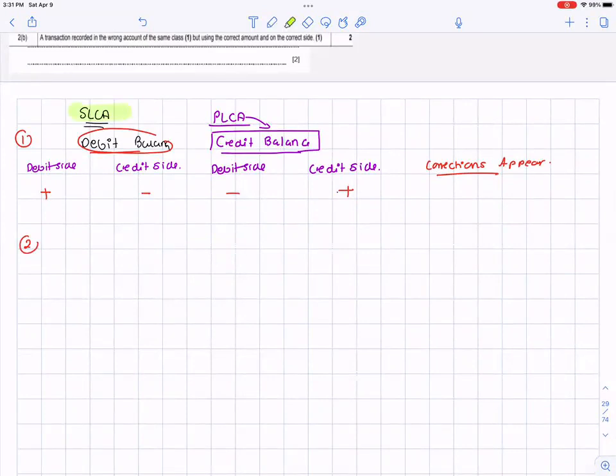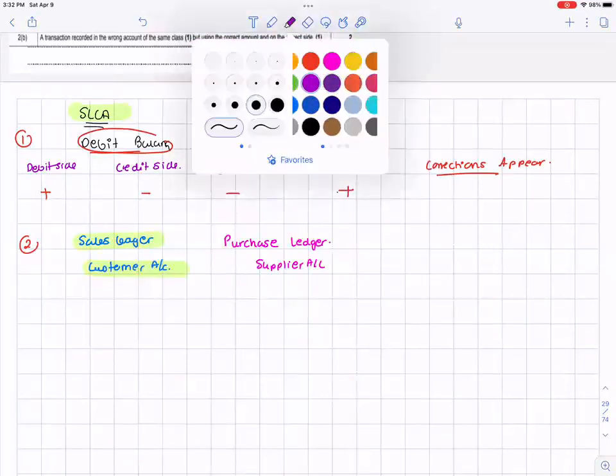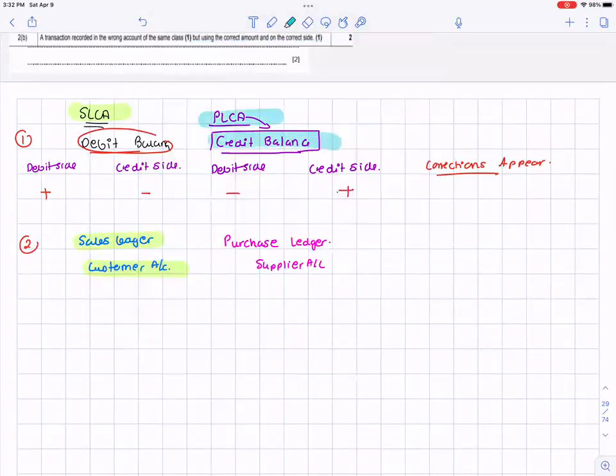SLCA is different from sales ledger. SLCA is one book. Sales ledger customer account is another book. PLCA is one book and purchase ledger, which account do we have? Supplier. Purchase ledger supplier account is another book. Are you all with me? Yes, miss. Okay, fine.